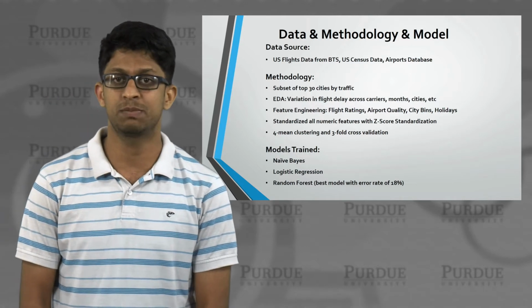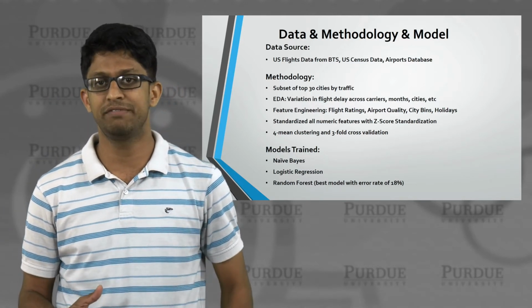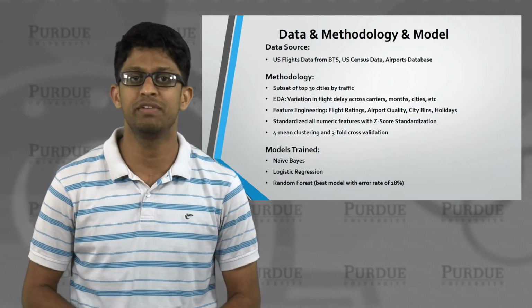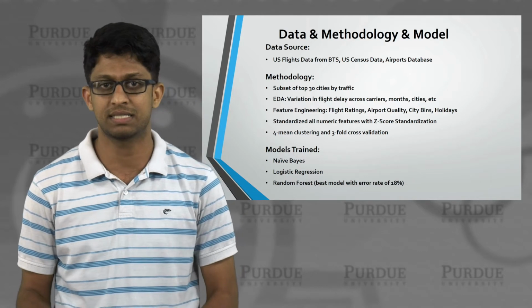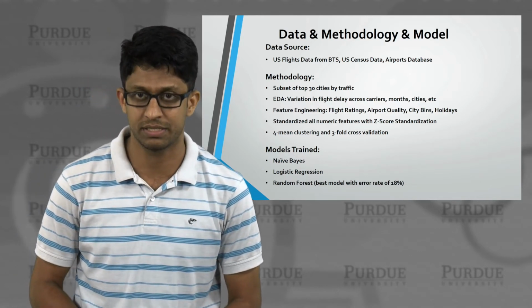So as Isha already explained, we actually defined a classification problem, and we categorized every flight that was delayed by over 15 minutes as delayed. So the reason why we chose 15 minutes was because 15 minutes is a standard for a flight to be considered as delayed in the United States.